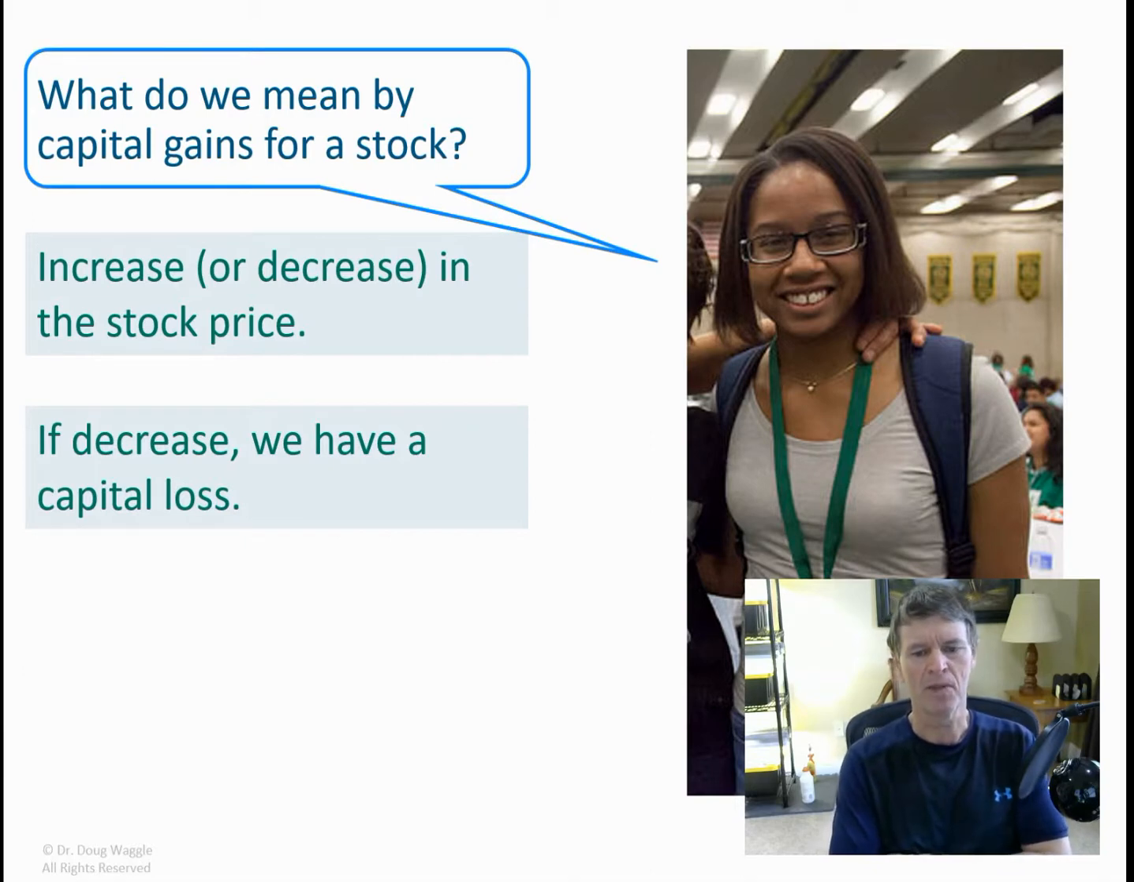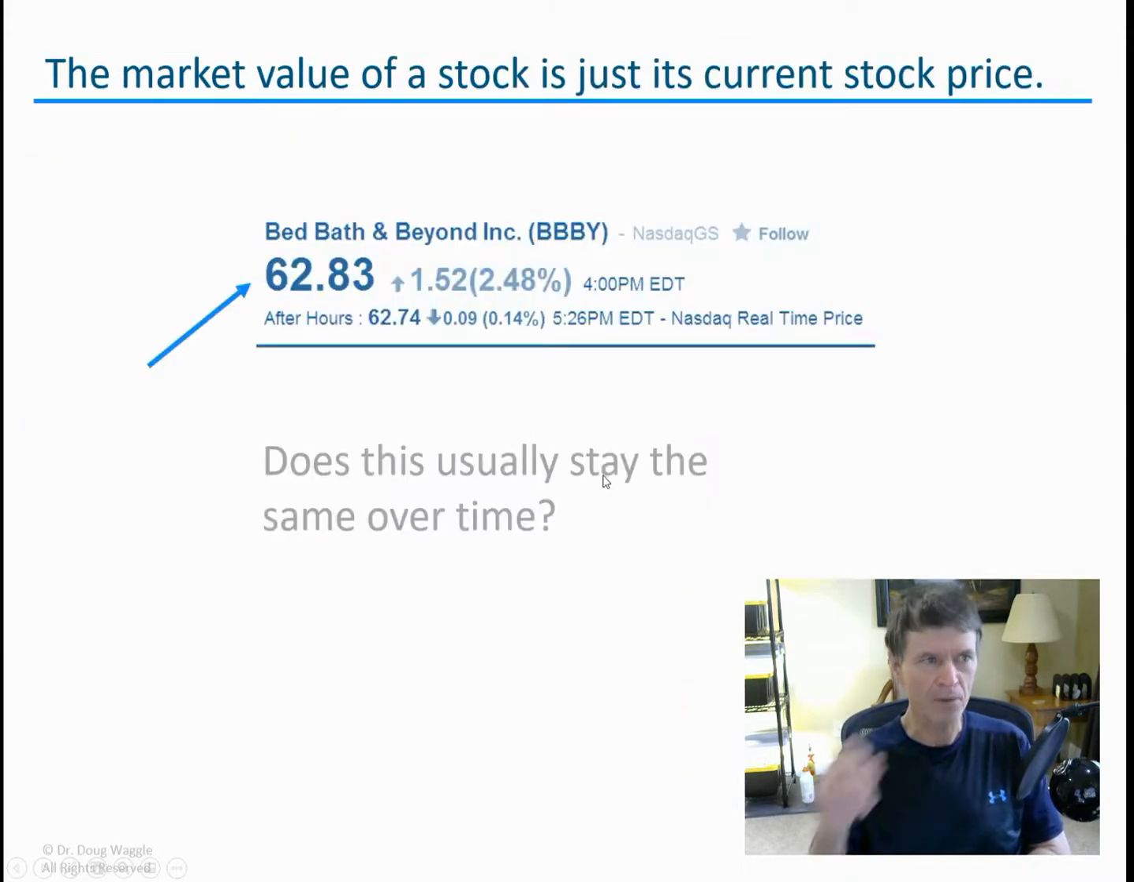But anyway, that's, again, how we typically think of making the big payoff from stock: with the price going up. So you want to buy Apple Computer stock and have the price double or triple after you buy it. So the market value of a stock is, hey, what's its stock price? And that changes as the day progresses. Anytime the market's open, that stock price is going to be changing.